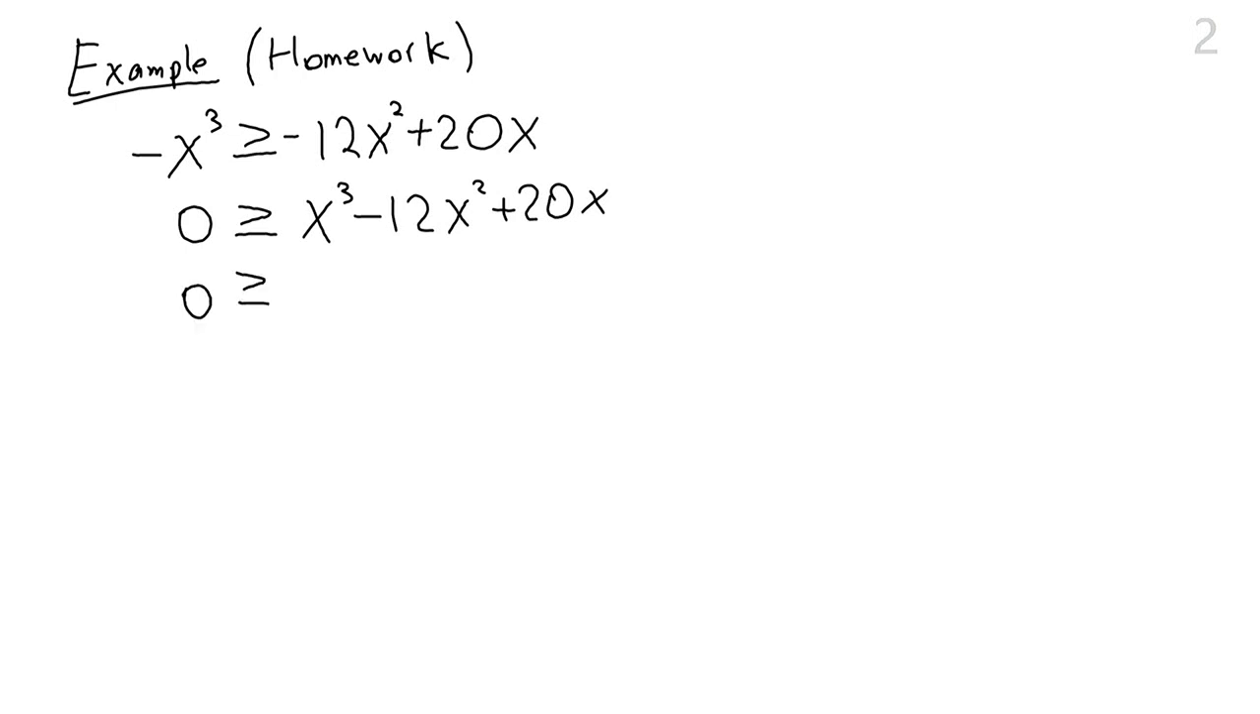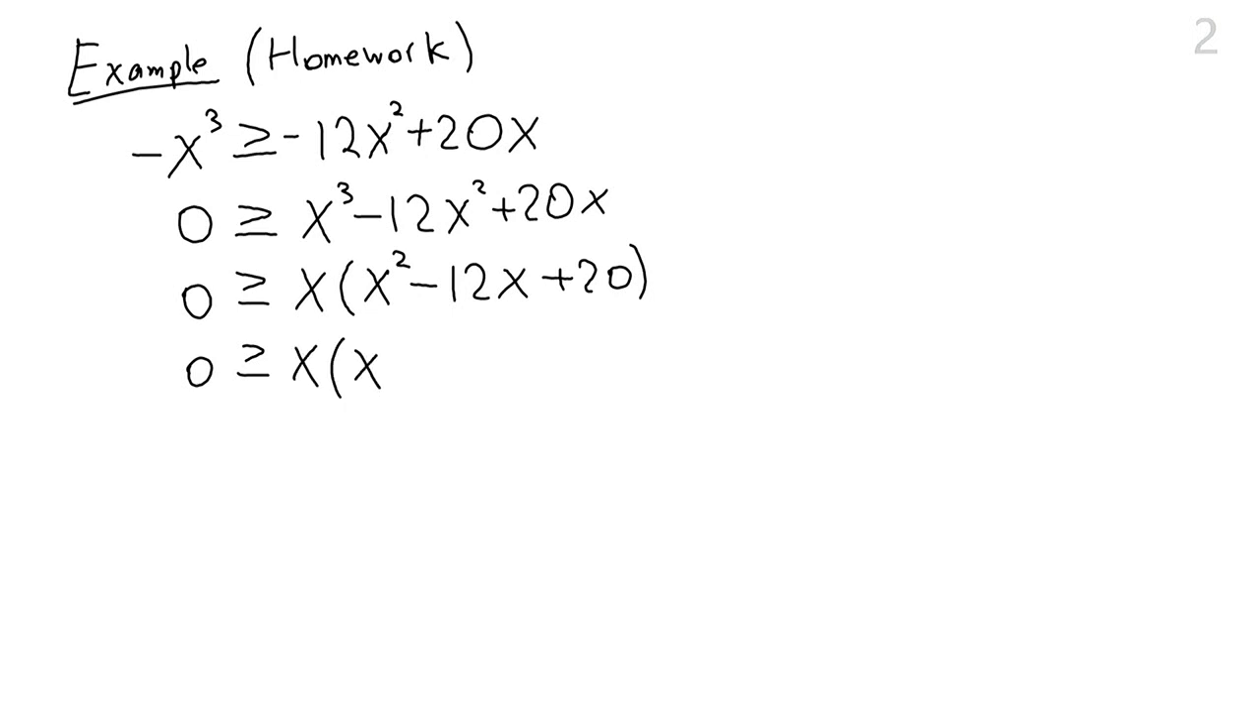So now, first I'm going to factor out x, because there's an x in every term, and I'm going to get x times a quadratic. And now a quadratic I can factor. The quadratic I can factor further. This is going to be x times x minus 10 and x minus 2.